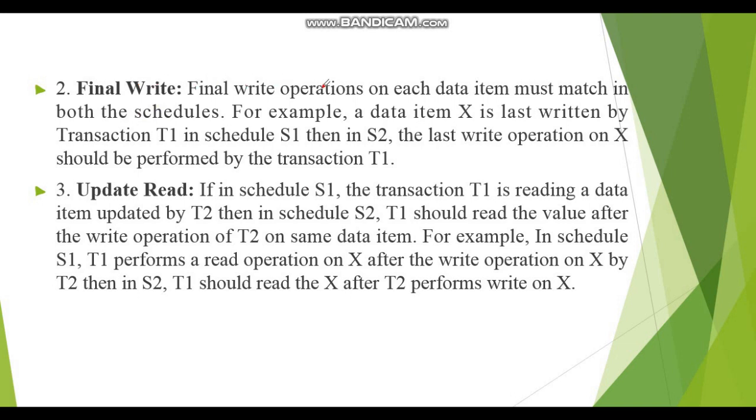Final write. The final write operation on each data item must match in both schedules. For example, a data item X is last written by transaction T1 in schedule S1. Then in S2 also, the last write operation on X should be performed by transaction T1. Third, update read. If in schedule S1, transaction T1 reads a data item updated by T2, then in schedule S2, T1 should read the value after the write operation of T2 on the same data item. For example, in schedule S1, T1 performs a read operation on X after the write operation on X by T2. Then in S2, T1 should read X after T2 performs the write on X.